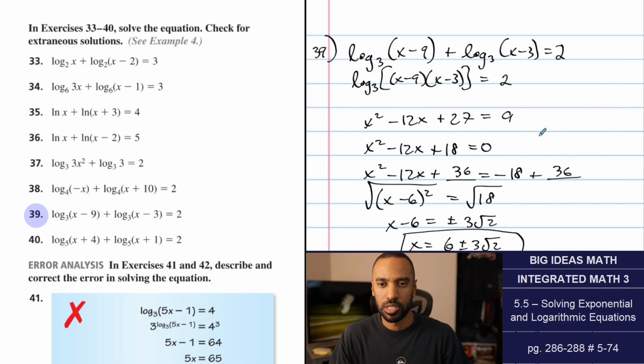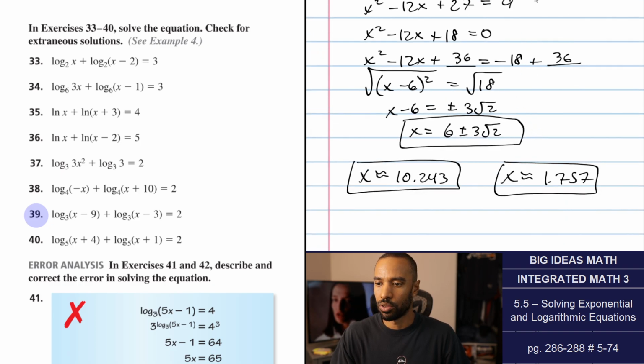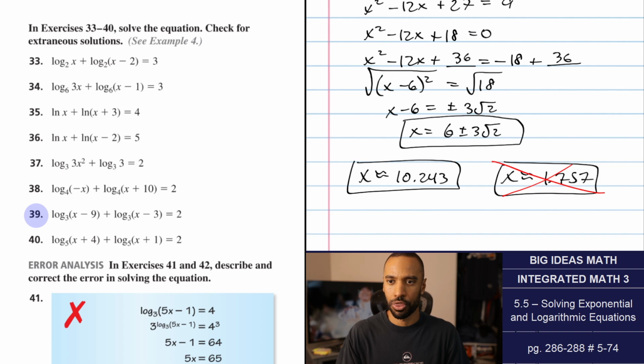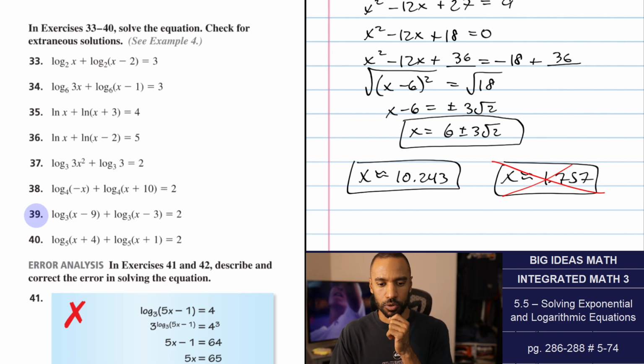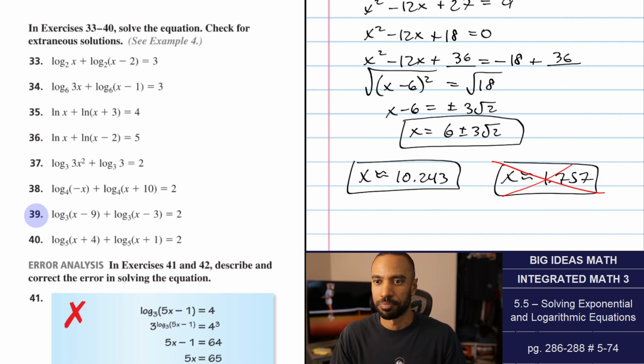1.757 will not work. You'll be taking logs of negatives from that one. So the only one is 10.243 from that. 10.243 minus 9 is still big enough. All right, let's go to number 40.